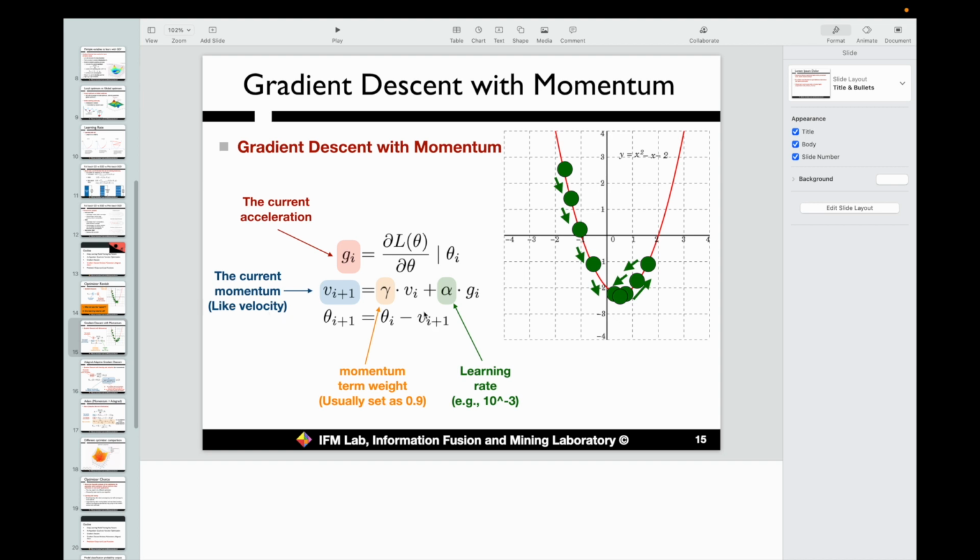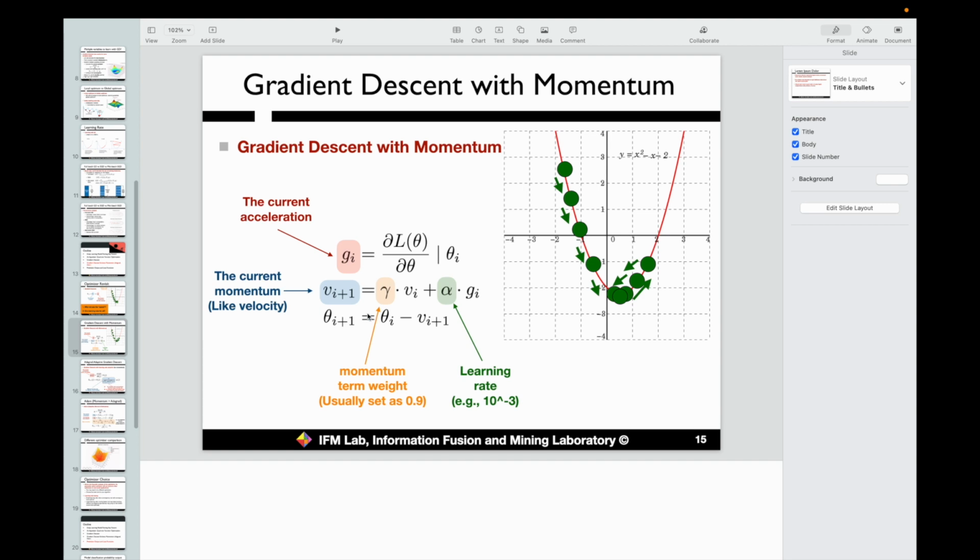You can follow me, right? Okay, so this alpha is the learning rate, and this gamma denotes another hyperparameter. We have to assign them, and it denotes the momentum term weight. Normally we can set this one as 0.9 in this algorithm by default, but you can also tune it by yourself if you have a better value to be assigned for this gamma.